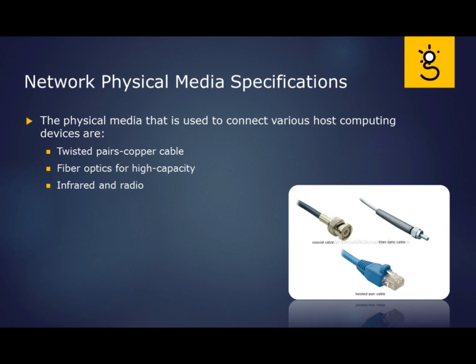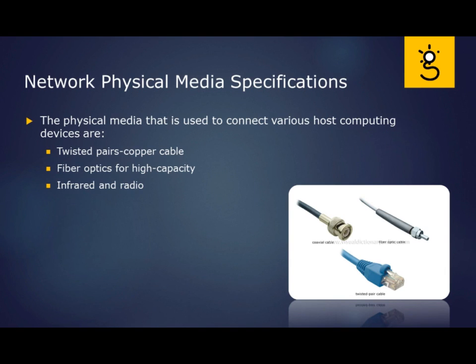And you know what? They're all about sending ones and zeros. Twisted pair copper does it with electrons. Fiber optic is sending photons, light, down that little glass tube as it goes all the way through. And infrared and radio are using different types of frequencies to be able to send this information.